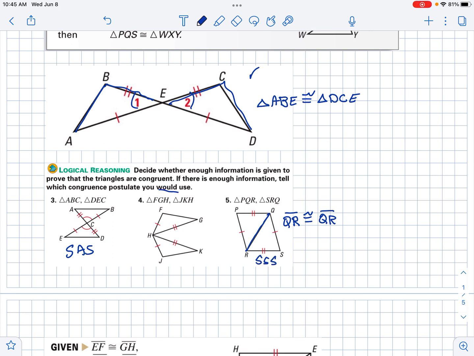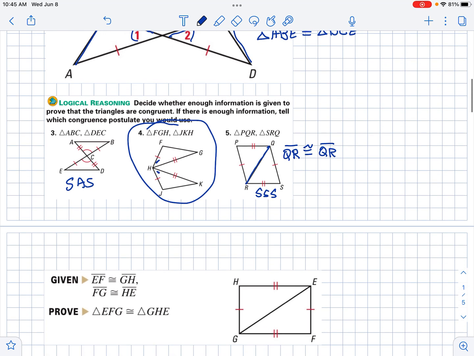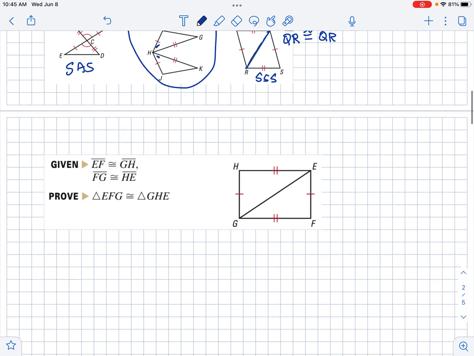Now, this one over here, we've got two sides, but I don't know about the third side. And I don't know about these angles, this angle and this angle. I don't know if they're congruent. There's not enough there to tell me they are. So I'm afraid I'm just going to have to say there's not enough information there. Because they're not vertical angles, I don't know if those angles are congruent. So there's not enough info there.